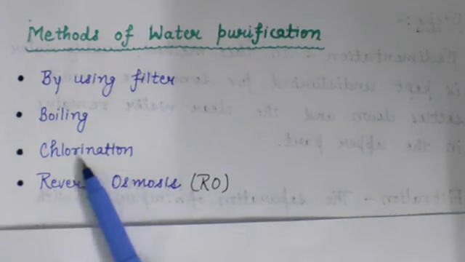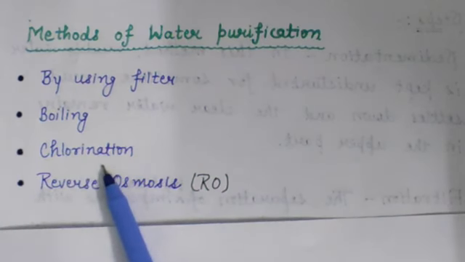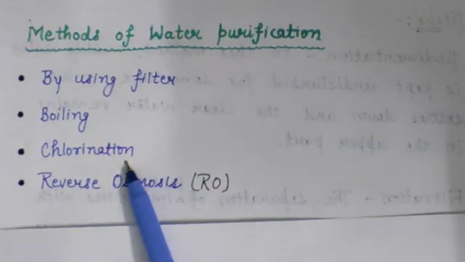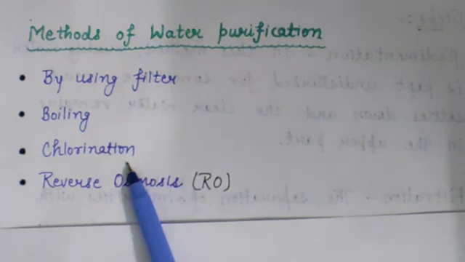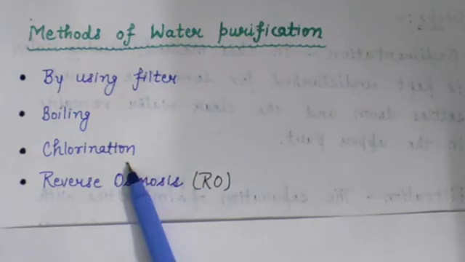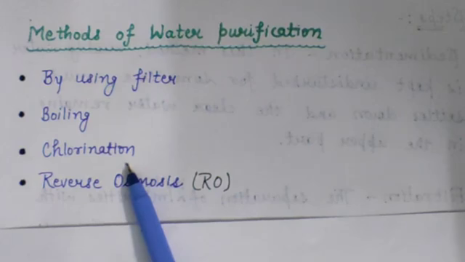The third method is chlorination. Now what is chlorination? The process of adding chlorine tablets into water is called chlorination. Means chlorine tablets are added to water to purify it, and this process is called chlorination. Chlorine tablets are added into water to kill germs. But it is important to know how many tablets should be used, and we should not use an excess amount of chlorine.